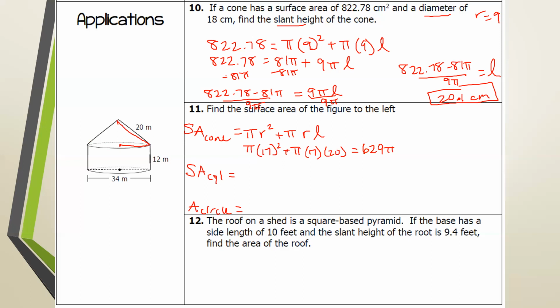629 pi. Now for the cylinder, we're going to find the surface area of that. That's 2 pi r plus pi, 2 pi r squared. There we go. Looking at the wrong place.